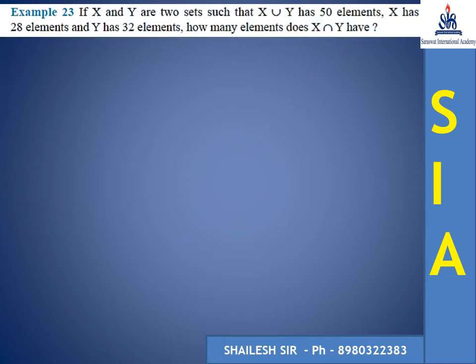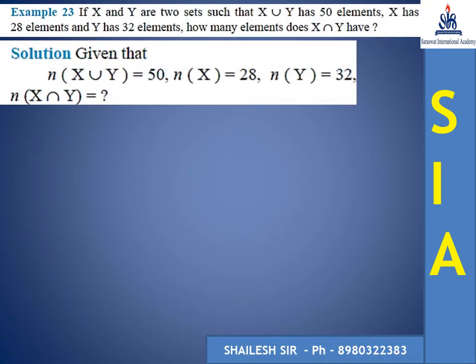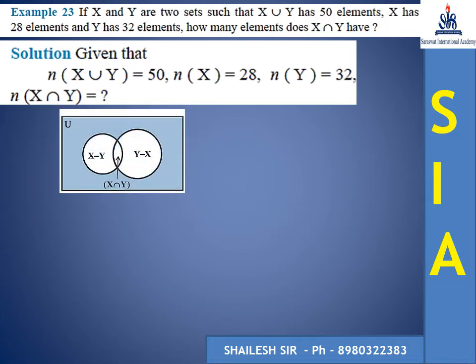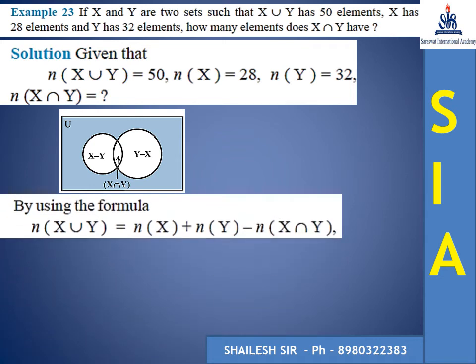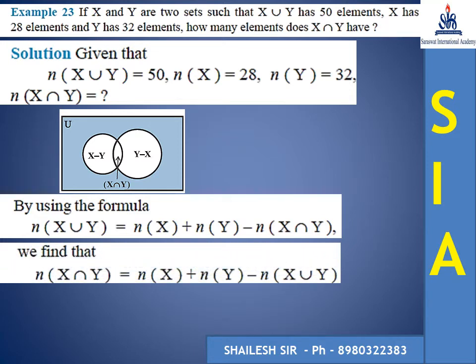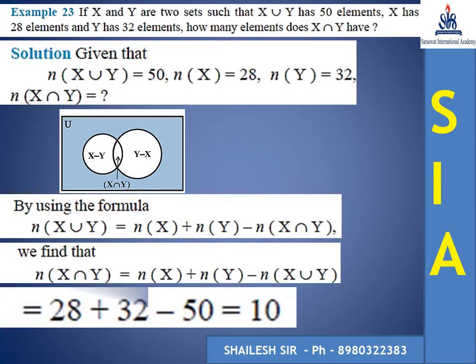Example 23. Here also the same is given: n of x union y is 50, n of x is 28 and n of y is 32, and we are asked for x intersection y. Apply the formula: n of x union y is n of x plus n of y minus n of x intersection y. Putting in the values, your answer is only and only 10. 28 plus 32 minus 50. This 10 indicates the elements common to both x and y.